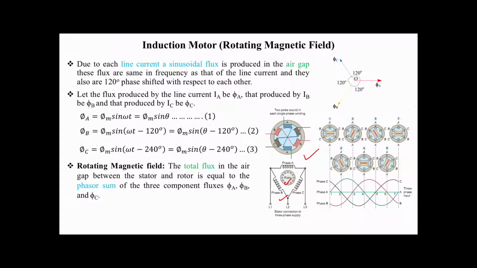Case number 1, when phase A is at 0. Case number 2, when the phase C is at 0 level. Case number 3, when the phase B is at 0 level. Case number 4, when phase A is again at 0 level. Case 5, when phase C is at 0 level. Case 6, when phase B is again at 0 level. And 7, when again the phase A is at 0 level.